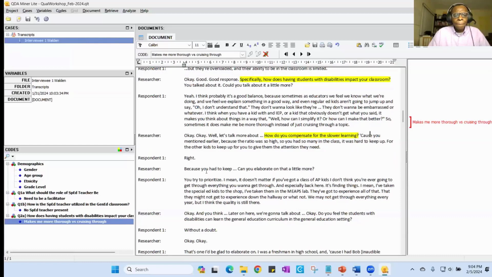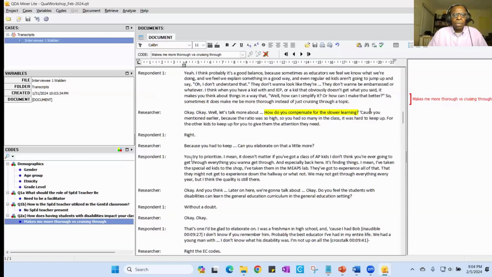All right. Because, again, here he goes again, okay, now he says, can you elaborate on that a little more? He should have said that up in the beginning. You try to prioritize. Let's see, how do you compensate? You try to prioritize. I mean, it doesn't matter if you got a class of AP kids. I don't think you're ever going to get through everything you want to get through.